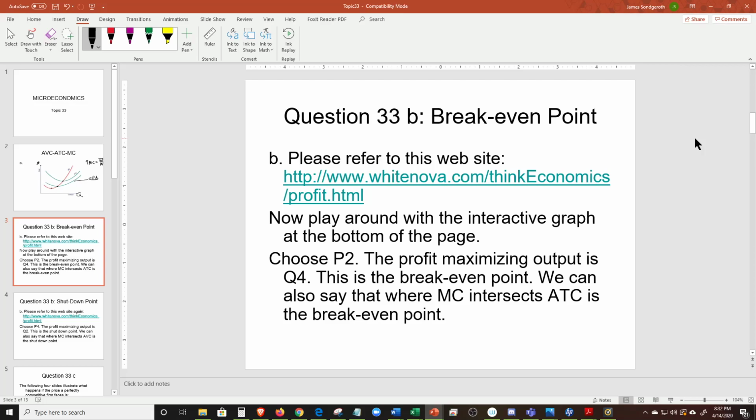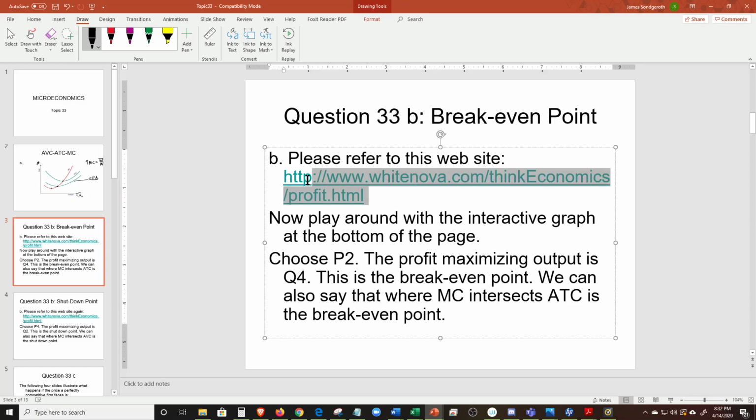Let's see. Oh, I didn't test out to see if this link, this URL actually worked. It would have been best if I had done that. Well, let's just take a shot at it. I'll copy it, and let's see what we need to do.